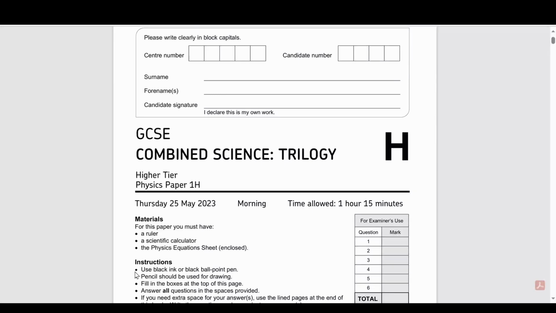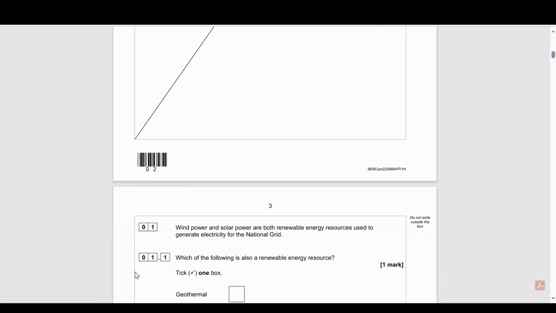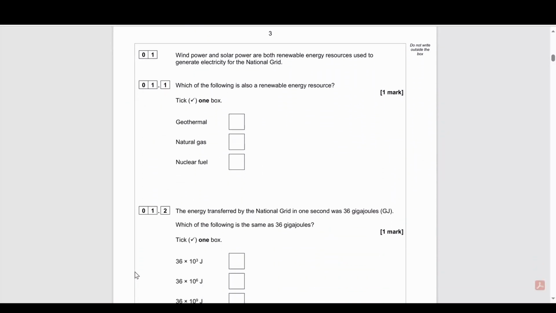This will be a walkthrough of the AQA GCSE Combined Science Physics 2023 Higher Tier Paper 1. Question 1. Wind power and solar power are both renewable energy resources used to generate electricity for the national grid. 1.1. Which of the following is also a renewable energy resource?